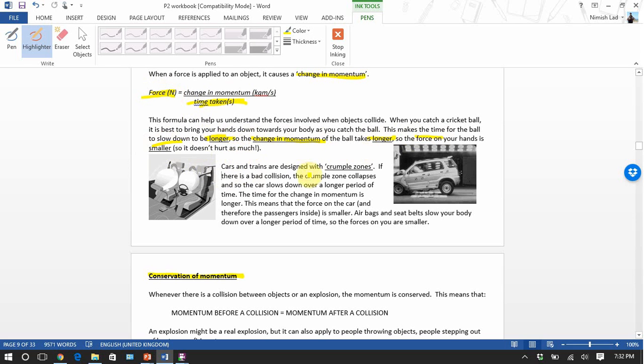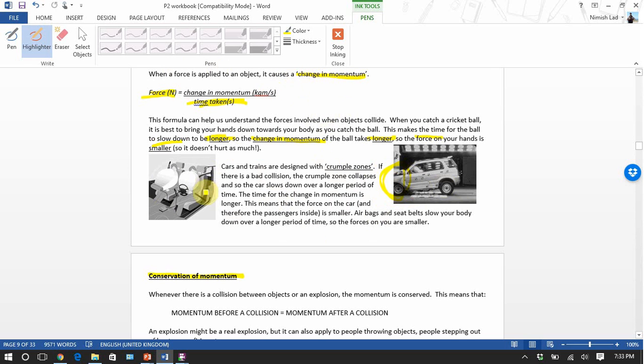Cars and trains use this idea as well. They have crumple zones at the front, like over here. So that increases the time for the collision, so that decreases the size of the force. Because remember that change in momentum is happening over a longer period of time. A good way of saying it is the rate of change of momentum, so in other words how quickly the momentum is changing, has decreased.